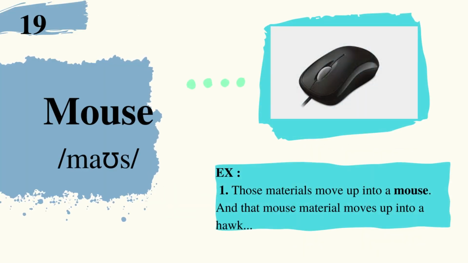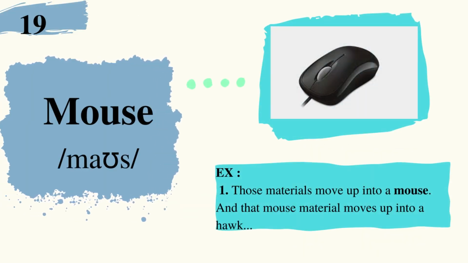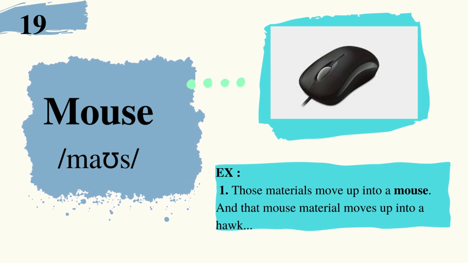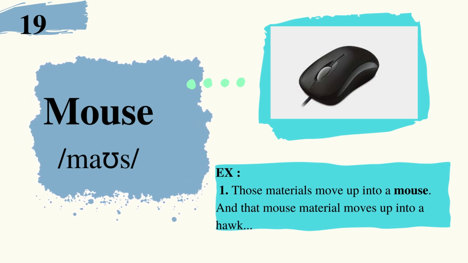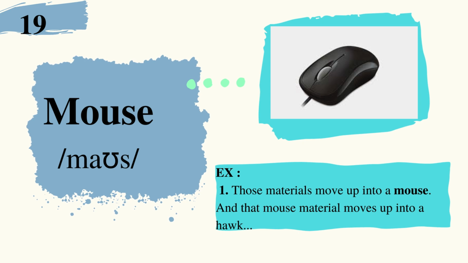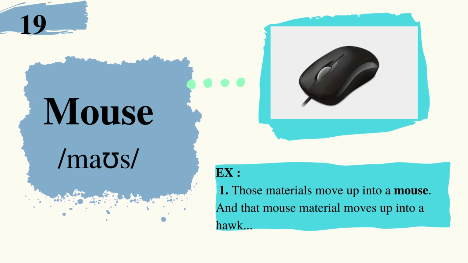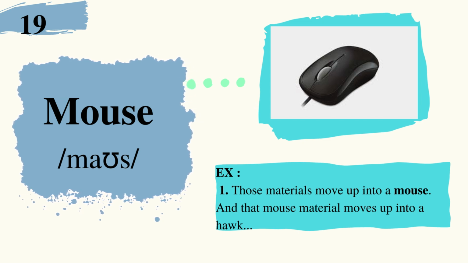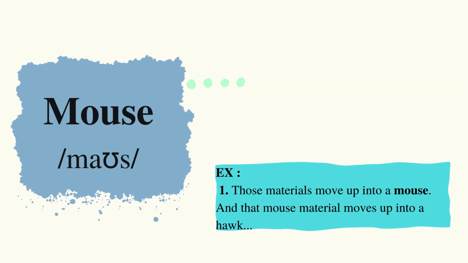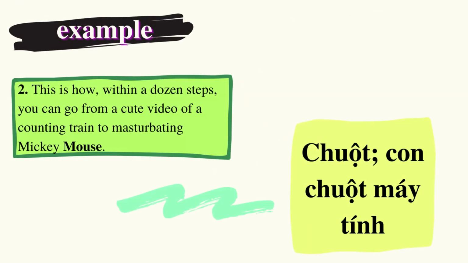19. Mouse. Mouse. Example. Those materials move up into a mouse. And that mouse material moves up into a hawk. This is how within like a dozen steps you can go from a cute video of a counting train to masturbating Mickey Mouse.